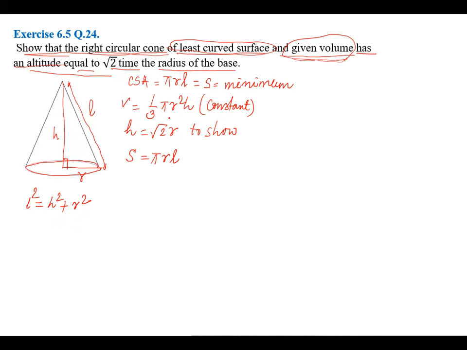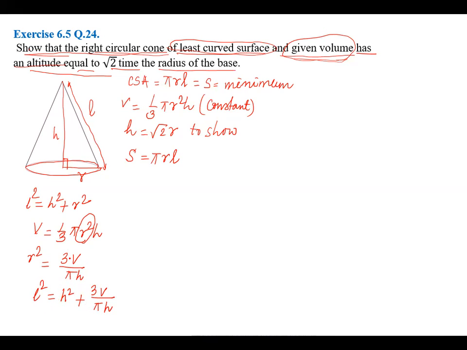Second is what is given, v. From v also you can change one variable to other. V is equal to 1 by 3 pi r square h. So first I am separating r square from v. So r square will be 3 times v by pi h. This is r square. Then what about L square? L square is equal to h square plus r square. What is r square? It will be 3v by pi h.